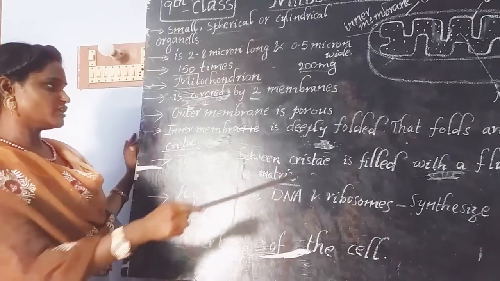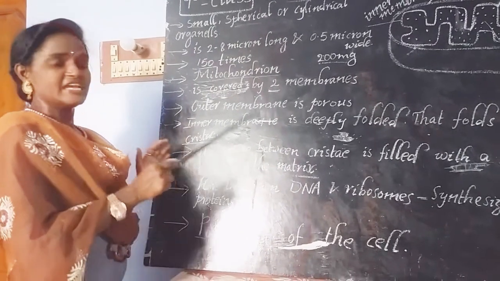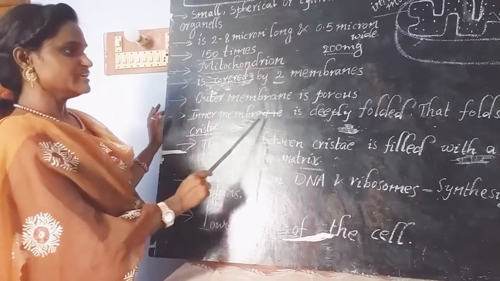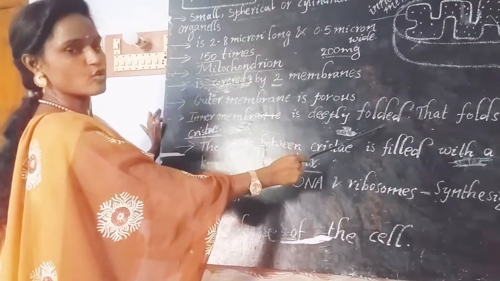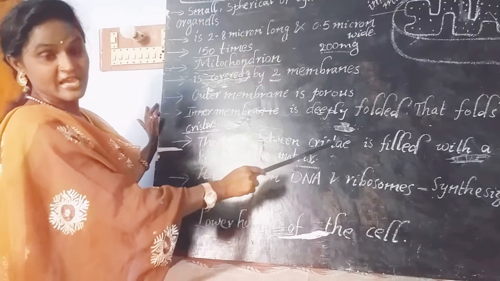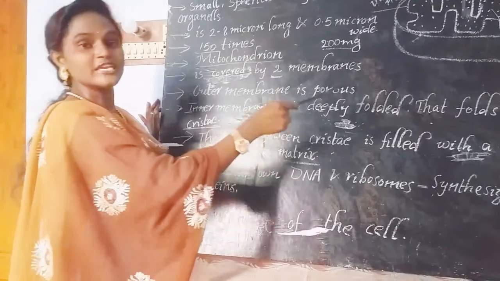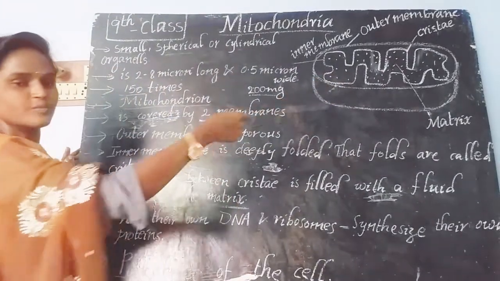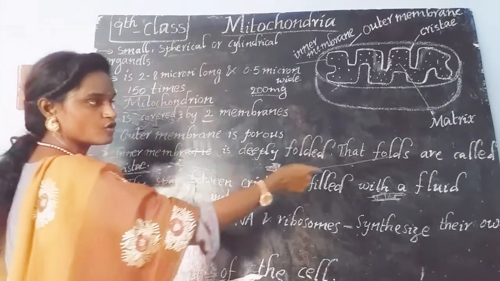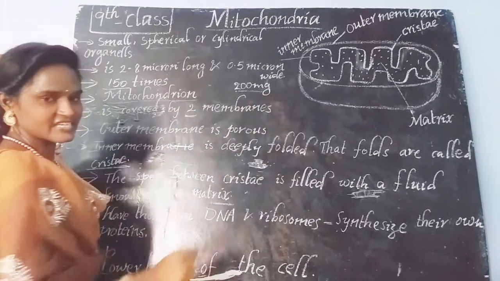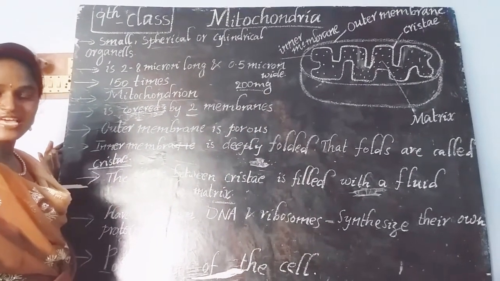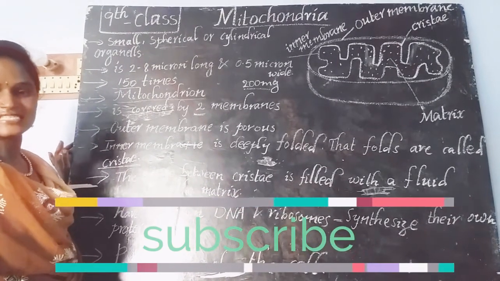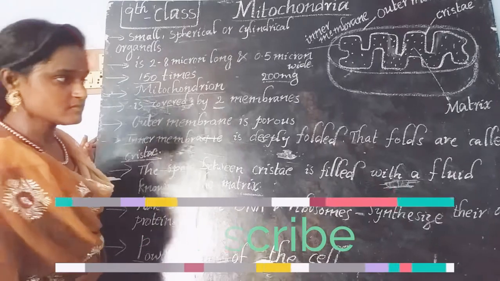And the inner membrane, whenever you observe it, shows some deep folds. If you see here, the inner membrane is deeply folded, and we call those foldings cristae. Here, if you observe, you may understand. The folds that we are calling cristae look like finger-like projections.